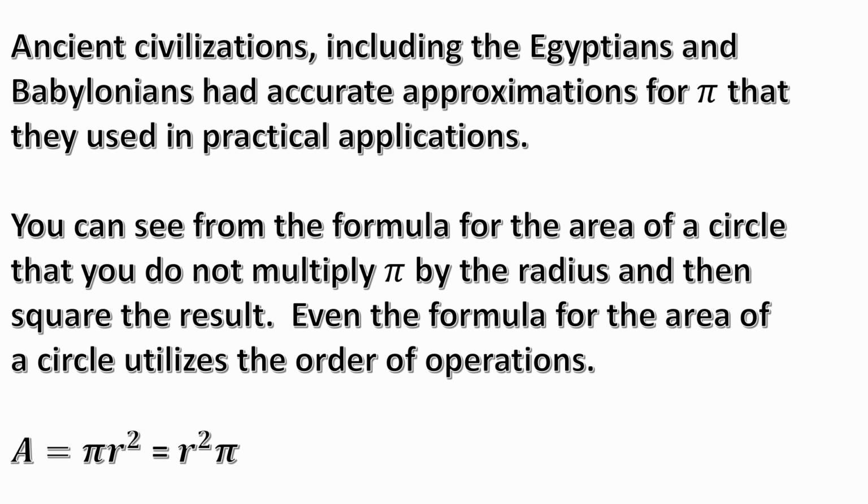Even the formula for the area of a circle uses the order of operations. It's pi r squared, which is the same thing as saying r squared pi, but you never see it. I don't care where you look. The area of a circle is not ever shown as A equals r squared pi. It's always written as A equals pi r squared, because the assumption for hundreds and for thousands of years is that people understand the order of operations and they know that exponents are solved before multiplication.